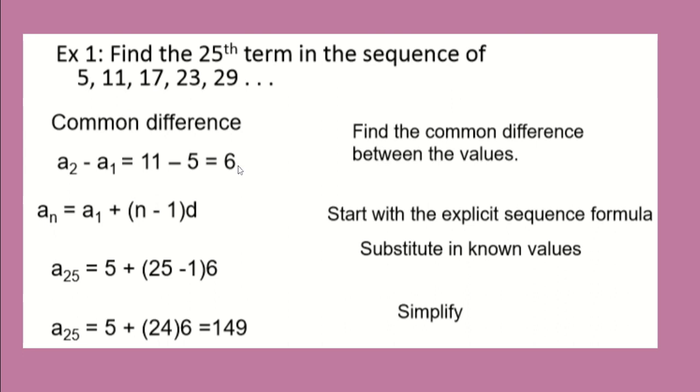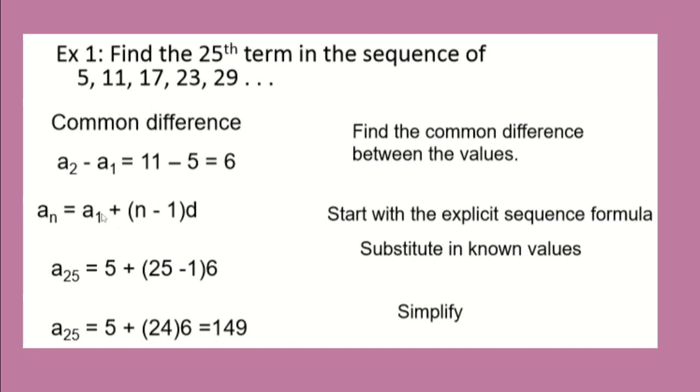So that was our first step, finding the common difference, which is just taking your second term, 11, the second number in the sequence, and subtracting the first term, 5, to get our common difference, 6. And you can see it's going up by 6 each time. And then we're going to plug our information into our formula.